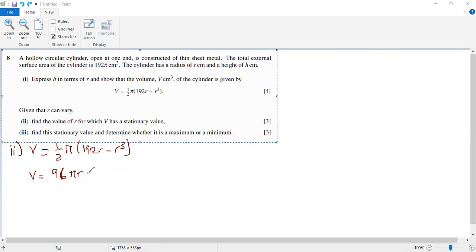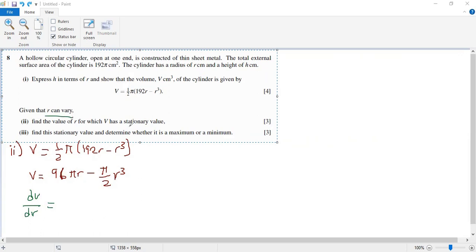96 pi r minus pi over 2 r cubed. So I'm just writing it like that. Okay, now we do a bit of differentiation. So dV/dr: we differentiate with respect to r, because r can vary, that's the meaning.